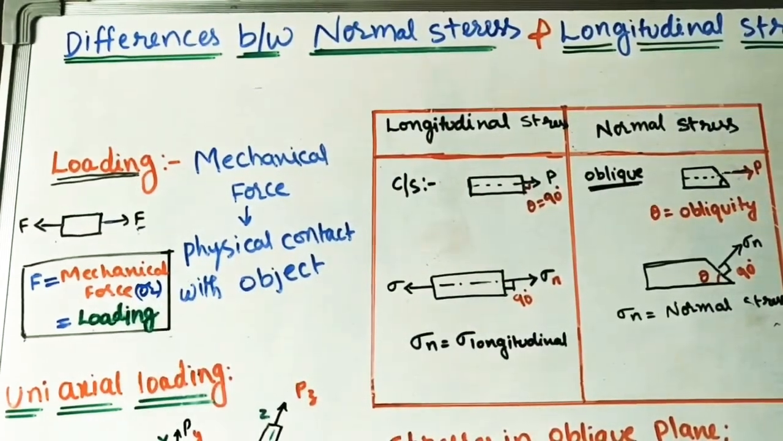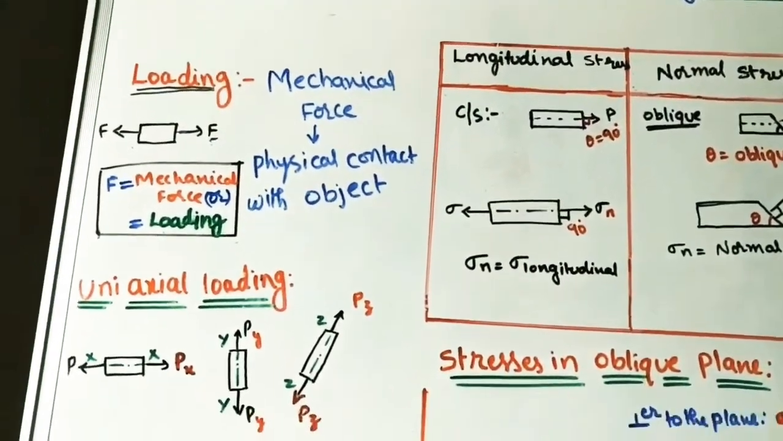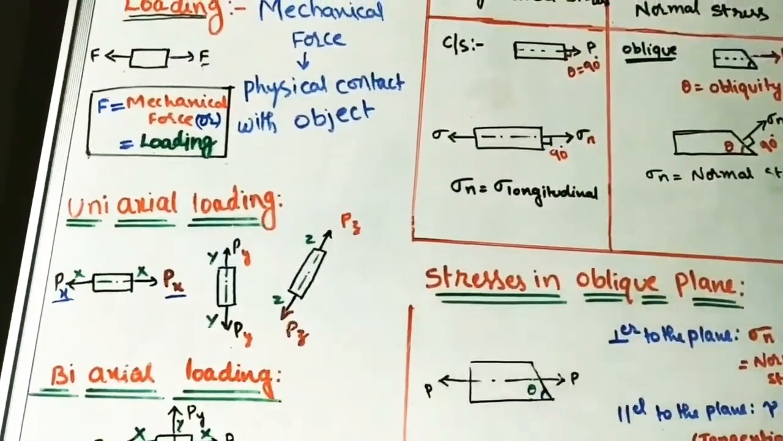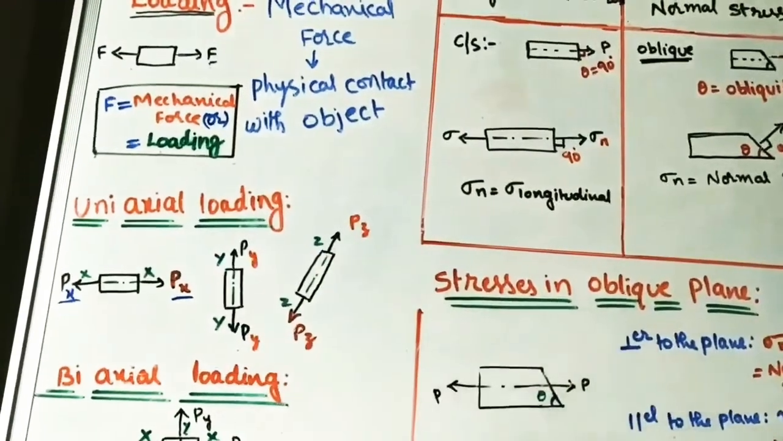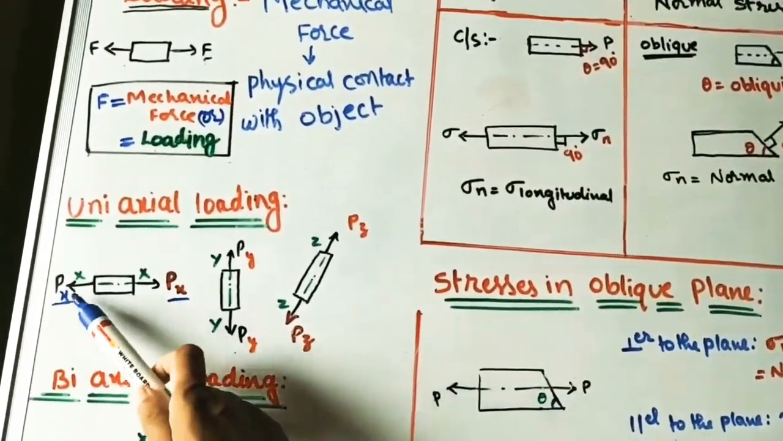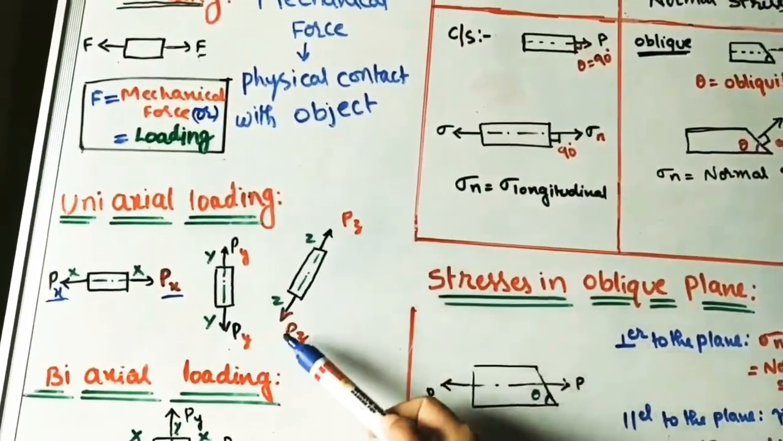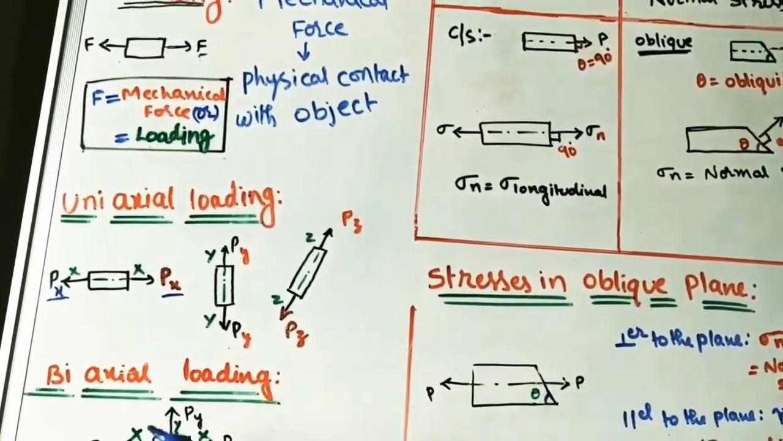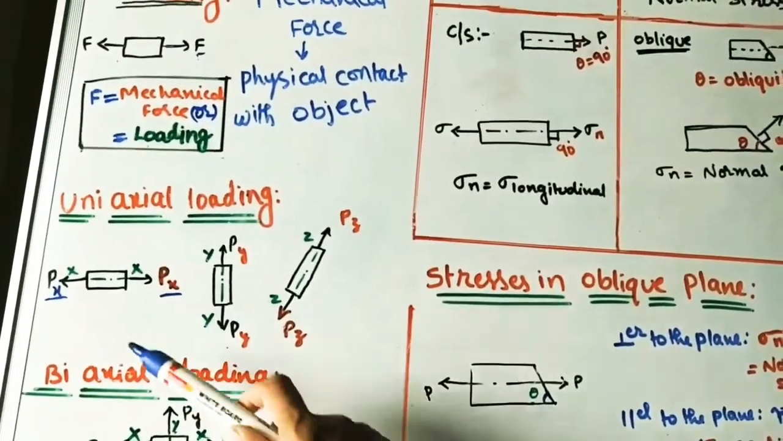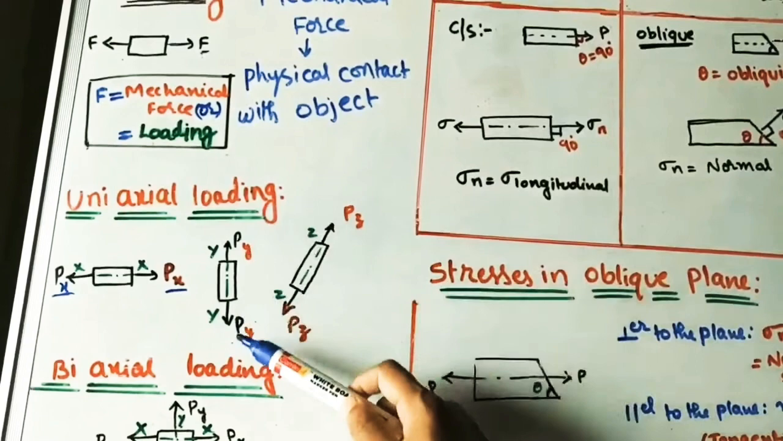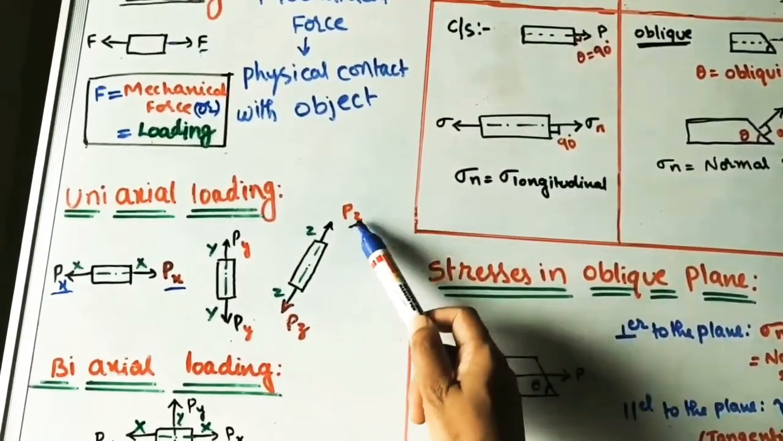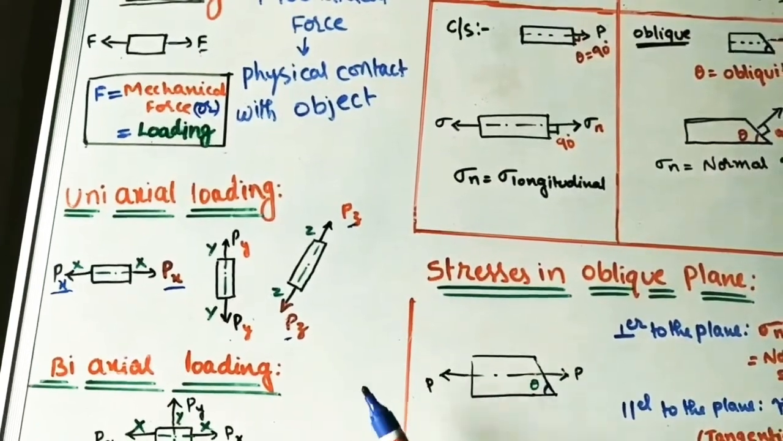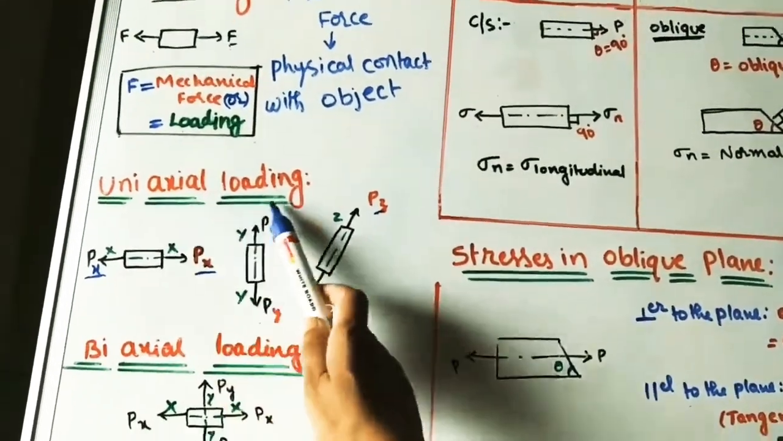There are three types of loading. Take the first one, uniaxial loading. Uni means we apply the load along only one axis. We can take either the x-axis, y-axis, or z-axis, but only one axis at a time. In this example we apply the load along the x-axis, in this example along the y-axis, and here along the z-axis. Any one axis is called uniaxial loading.